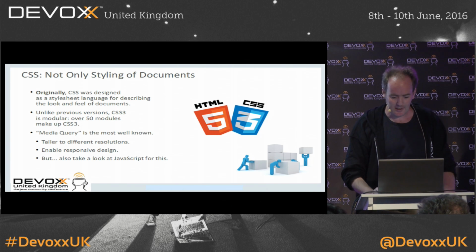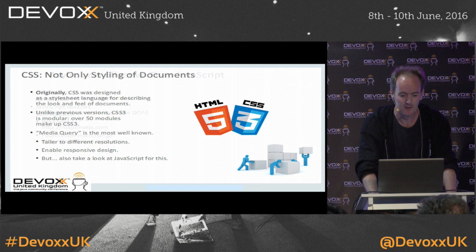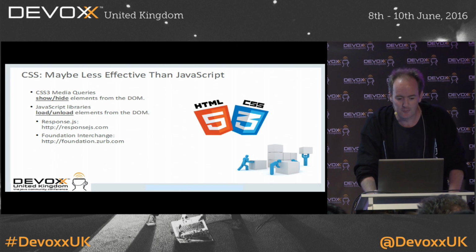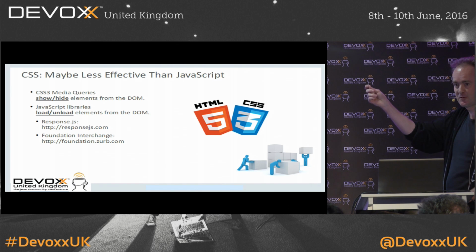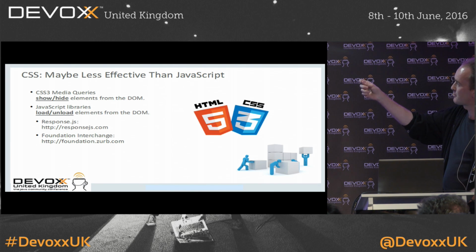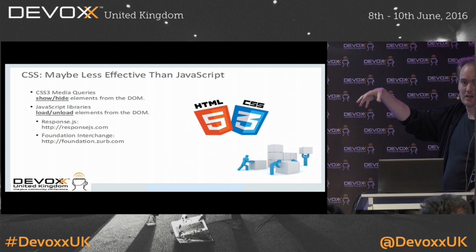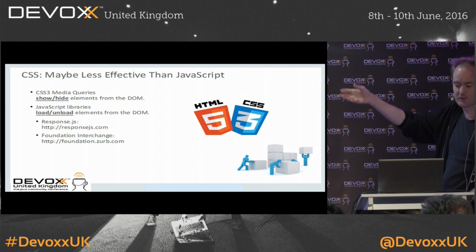But you should take a look at JavaScript alternatives to that. The reason for that is that what CSS3 media queries do is they show and hide elements in the DOM, and this is the key difference. While with JavaScript libraries, you can load and unload elements from the DOM. Of course, this has advantages, because you think that you are not loading something when you're using CSS3 media queries, but in fact, you're simply hiding things from the DOM.